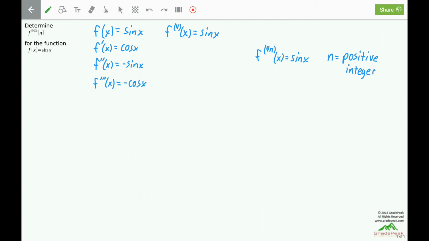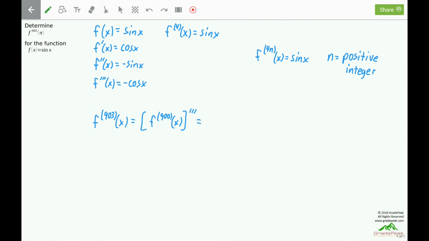Now, what we want to calculate in this problem is the 903rd derivative of sin x. Now, 903 is not divisible by 4, but 900 is. So we can write this as the 900th derivative of sin x, and then 3 more derivatives beyond there.